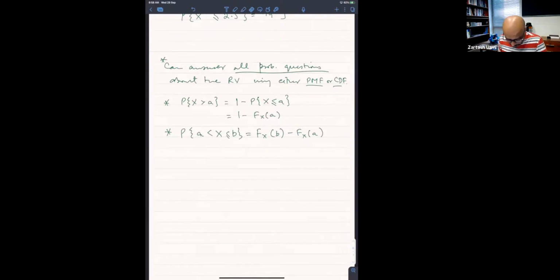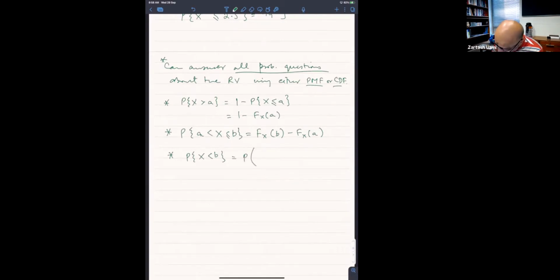Okay, so you can answer all the probability questions about the random variable by using either the CDF or the PMF. Now, I'm going to ask this question: what is the probability x is less than b? This is not something that the CDF directly answers. CDF इसका जवाब नहीं देगा. हाँ, हम इसको ये जरूर कर सकते हैं कि हम इसके ऊपर लिमिट्स लगा दें.